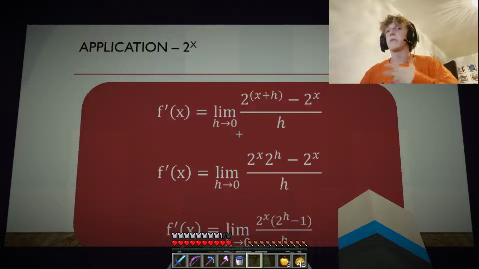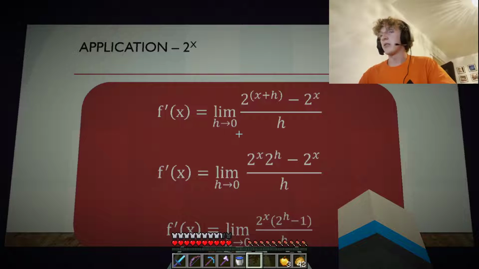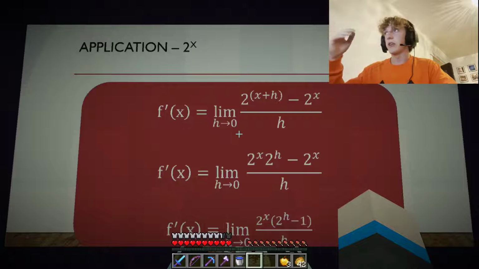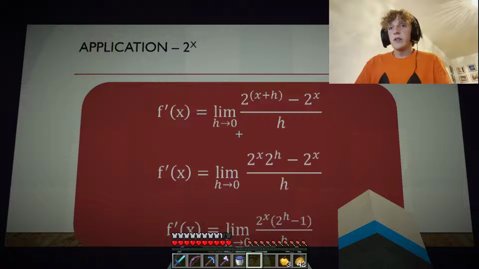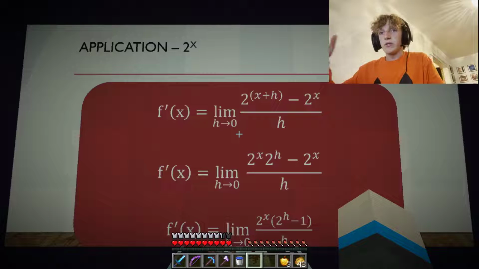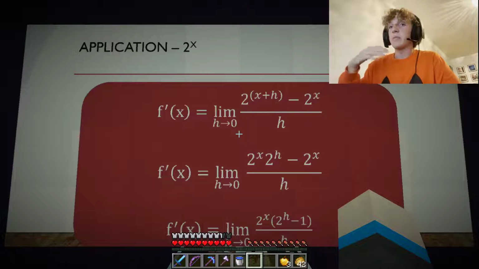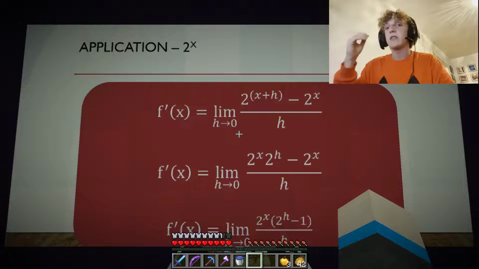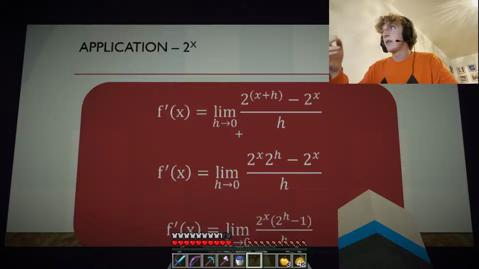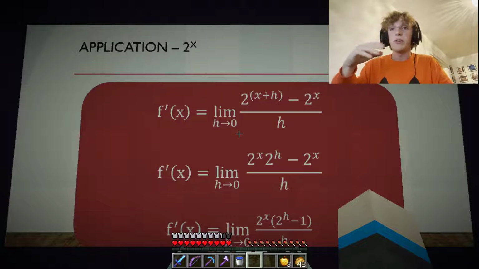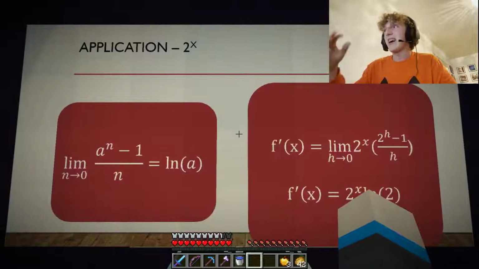This can be applied to even more complicated examples. For example, the derivative of 2 to the x. Because the x is in the exponent, we have to add delta x to that exponent as well. So the first step in this is, because of exponent rules, we can say that 2 raised to the x plus h equals 2 to the x times 2 to the h. Now, both terms in the numerator share a greatest common factor of 2 to the x, therefore we can factor that out.